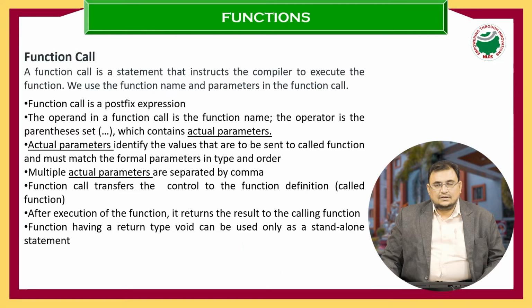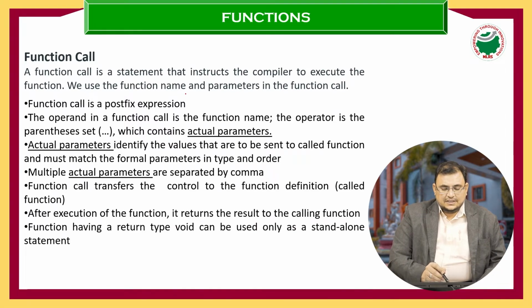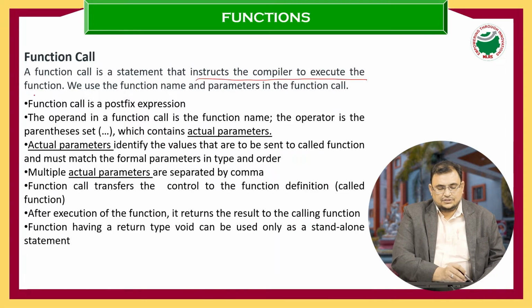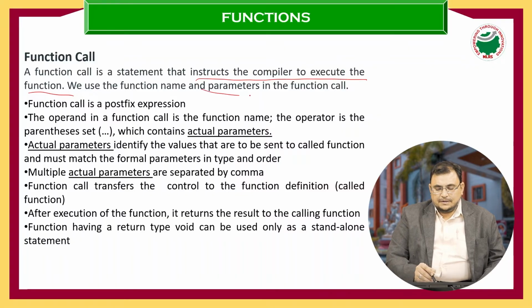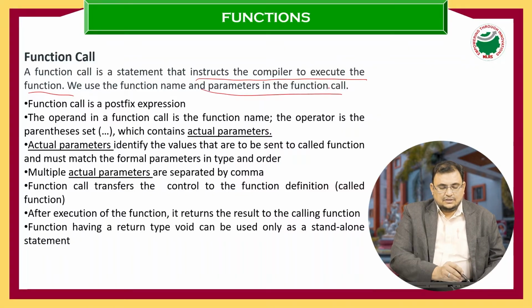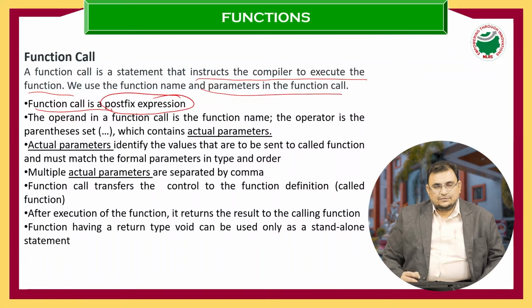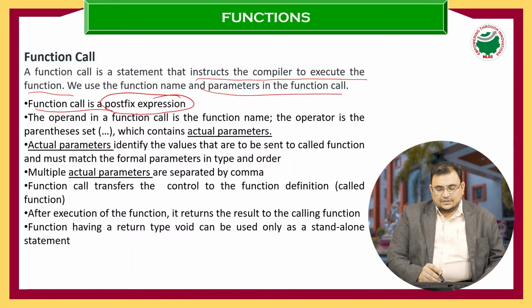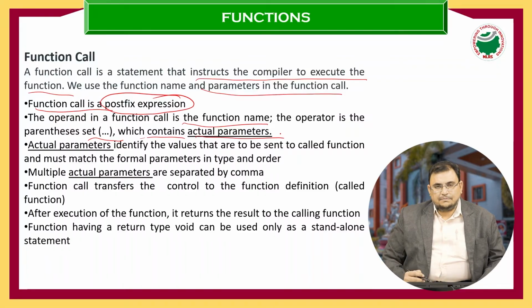The third characteristic is called function call. A function call is a statement that instructs the compiler to execute the function. We use the function name and parameters in the function call. The function call is called a postfix expression. The operands in a function call are the function name, the operator is the parenthesis, which contains the actual parameters. Here the parameters are of two types: one is called the actual parameter, and the other is called the formal parameter.